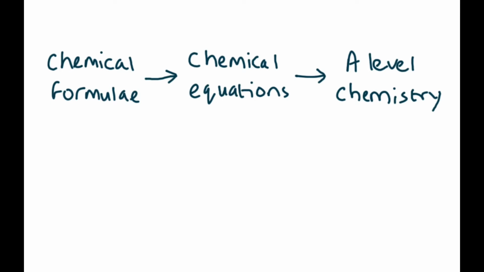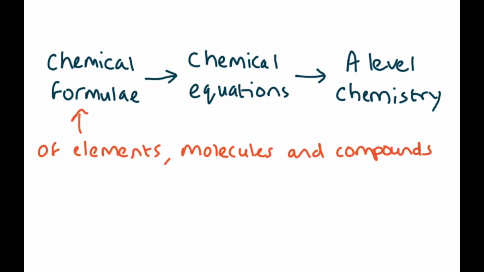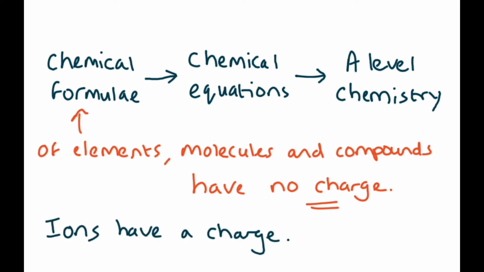make those same mistakes. So the first thing to point out is that when writing chemical formulae of elements, molecules and compounds, they have no charge. It is ions that have a charge, not elements, molecules and compounds. So for example, if you are asked to write the formulae of magnesium chloride, you do not include the charges in the top corner. If you do that, then you will not get any marks.